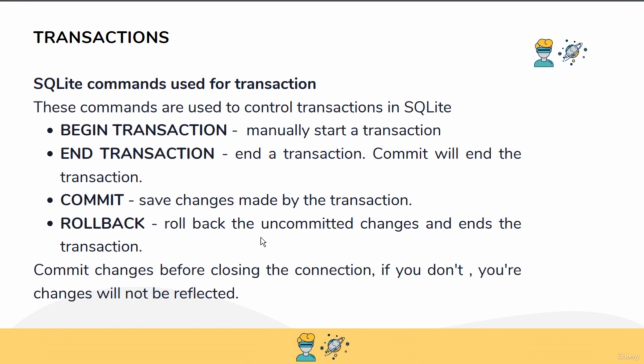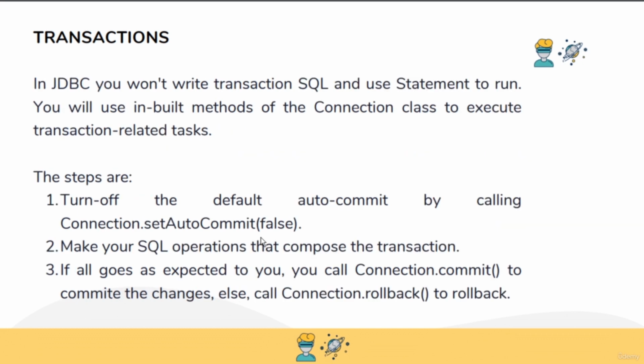Commit changes before closing the connection is what you should do. If you don't commit your changes before you close the connection, all the changes that you have been making will not be reflected in your database. In JDBC, you won't write transactions using SQL and use the statement object to run them. Instead of that, you are going to be using inbuilt methods of the connection class to execute transaction-related tasks.